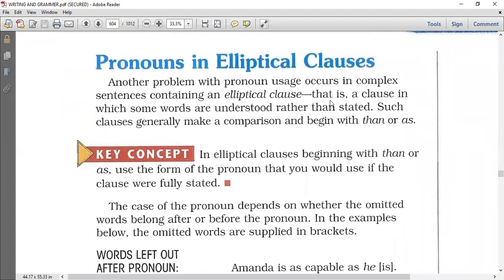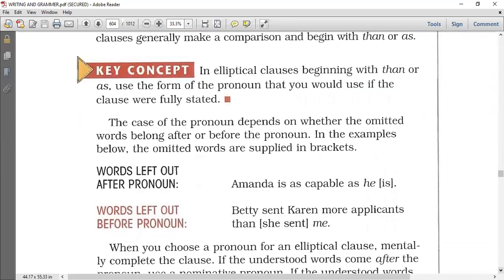Pronouns in elliptical clauses. Elliptical means when we delete some words. Another problem with pronoun usage occurs in complex sentences containing an elliptical clause. That is a clause in which some words are understood rather than stated. They are not written, they are deleted. Such clauses generally make a comparison and begin with than or as. Okay, let's see the examples.